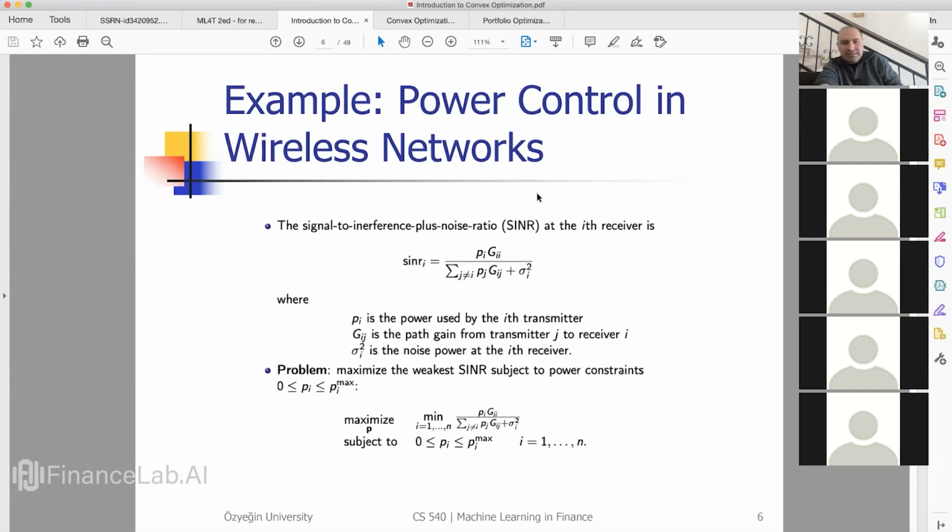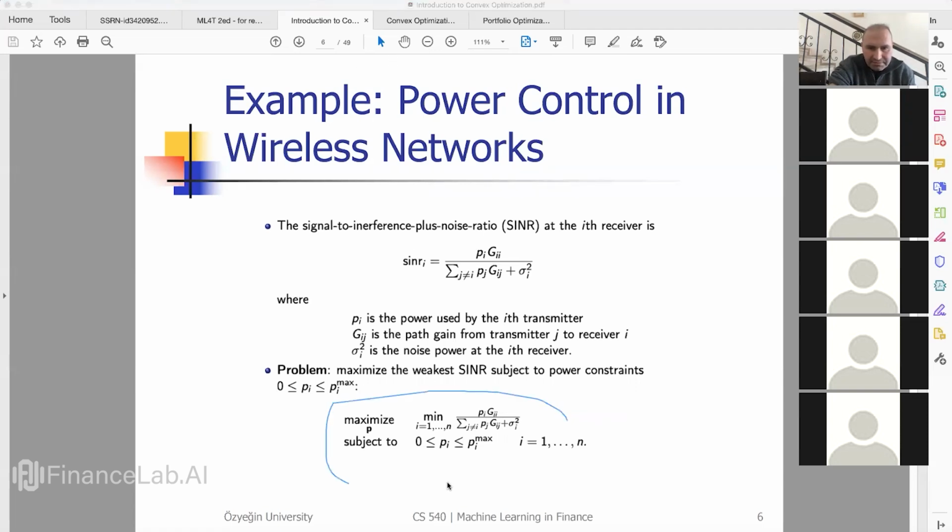And again, the problem will look something like this below, which is this maximization problem. Again, this is a domain-specific problem. This is just an example. It doesn't have to do with the course content. So in this case, the signal to interference plus noise ratio at the ith receiver is defined as here, where Pi is the power used by the ith transmitter, Gij is the path gain from transmitter j to receiver i, and sigma square is the noise power at the ith receiver.